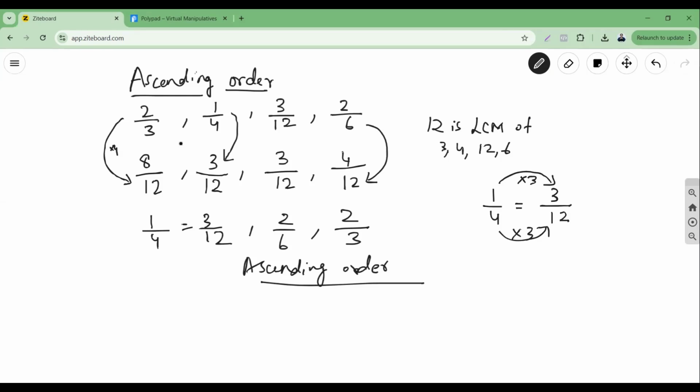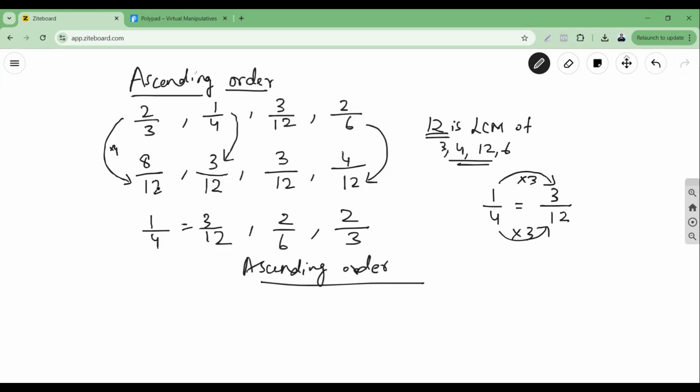So whatever fractions are given, we'll take the denominators and find the LCM for all the denominators together. Why are we doing this? So that a multiple of 3 should be 12, a multiple of 4 also should be 12, a multiple of 6 also should be 12. I should be able to get the same multiple for all the fractions. That's how I found 12 is a common multiple for all of them.